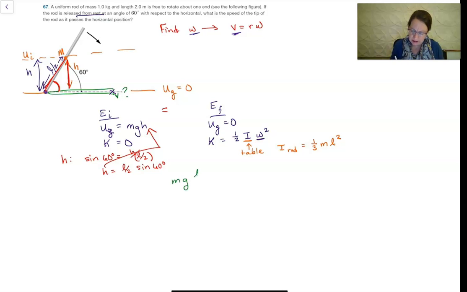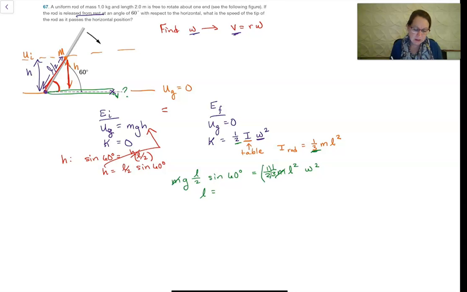mg, putting in for h, L over 2 sine of 60 degrees is equal to 1/2 times 1/3 ml squared omega squared. The masses cancel. I don't even need that. All I need to know is my length and put in my value of g. So my length is equal, I lost my 1/3. This happens a lot when you do these kinds of problems. You can lose terms, so please don't do that. So it's 1/2 times 1/3.